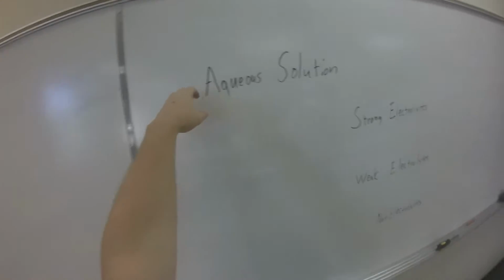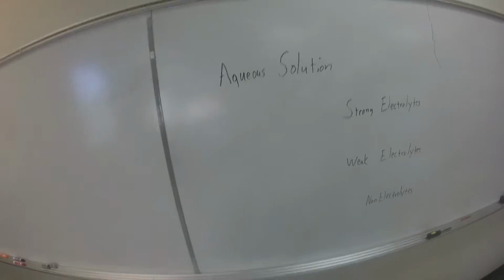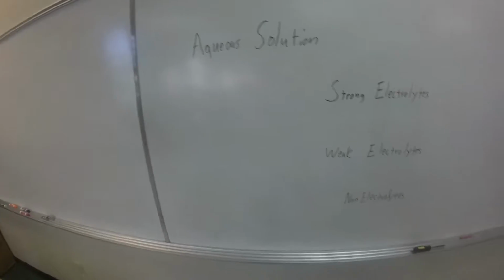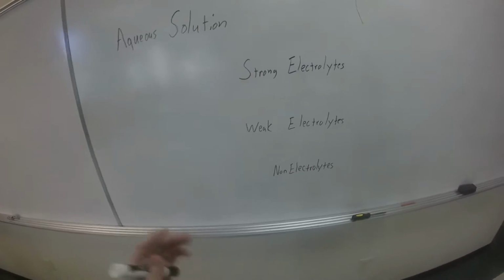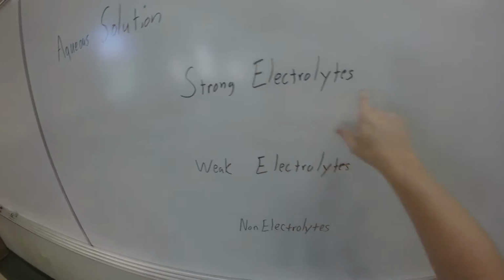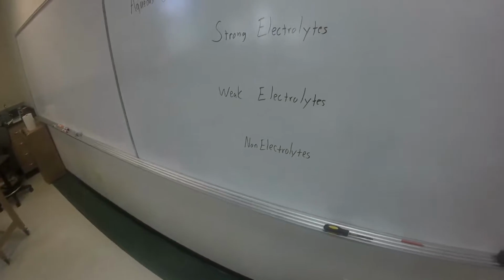So chapter 4, which we're going to be starting, really deals with aqueous solutions, talking about having reactions. Well, what happens when we put a chemical into water? Well, the first category is talking about electrolytes. Okay, our first concept is a strong electrolyte.